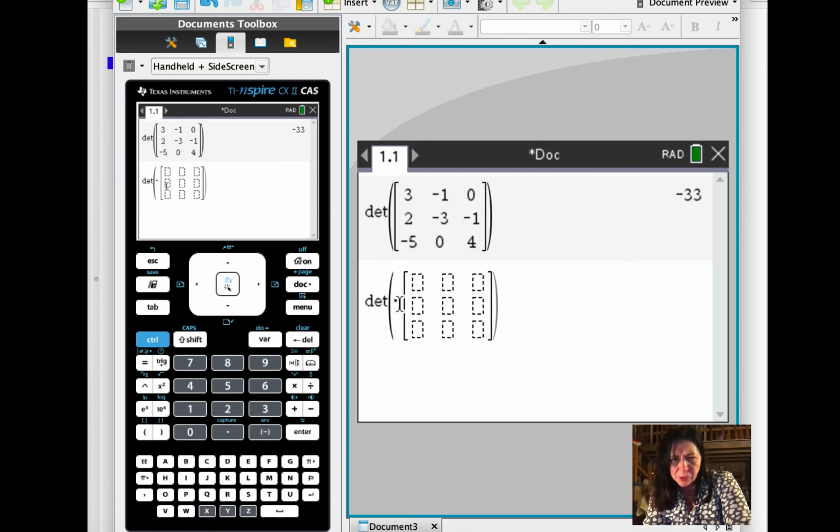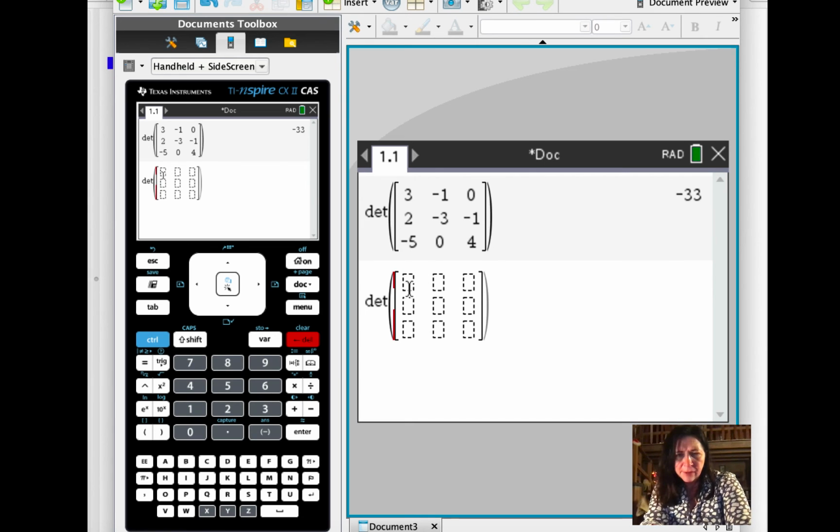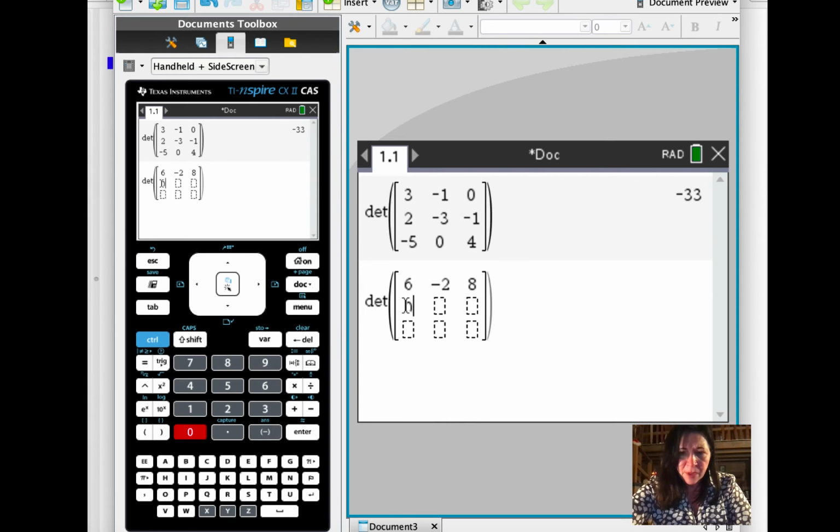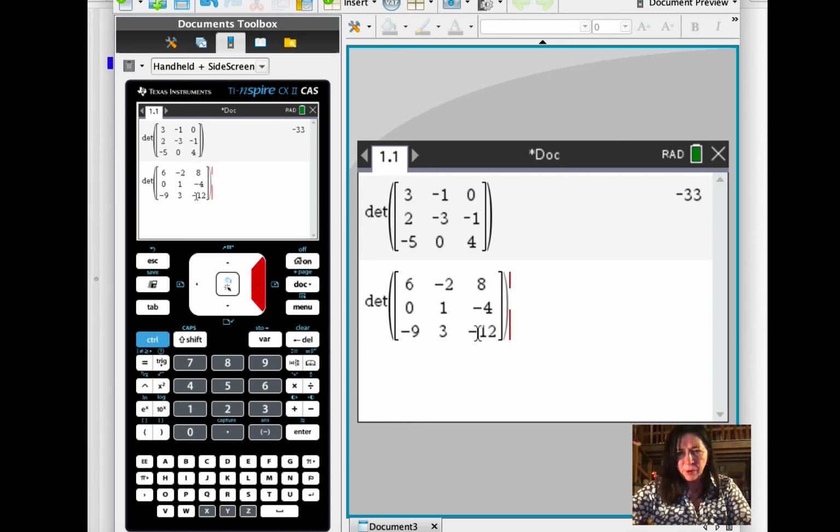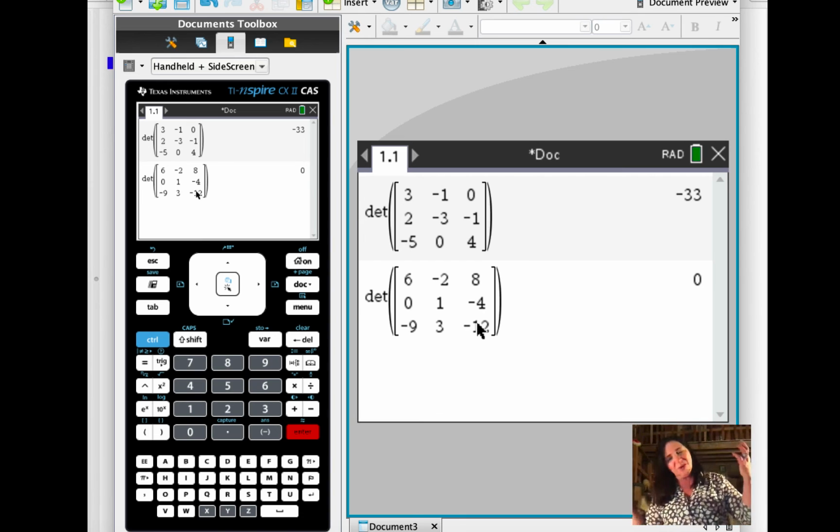All right, so this time I did put it in parentheses. And the values are going to be 6, -2, and 8. And then we have here 0, and then 1, and then -4, right there, -4. And if you already know how to do this, please fast forward. Not a problem. -9 and 3, and then -12. All right. And I'm going to go outside; you've got to make sure you're outside. Hit enter. Oh, I get 0. Good. Okay, we're happy.